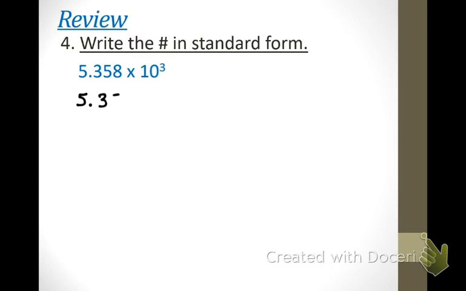Okay, so we bring 5.35 down. Okay, bring this part down. Then what? We're going to bring it over 3 times. Because it says 10 to the third, that tells me I have to move the decimal 3 places. 1, 2, 3. Then what? Drop everything down. And put your comma behind the 5. Put your comma in. What's my answer? 5,358. Good job remembering that.